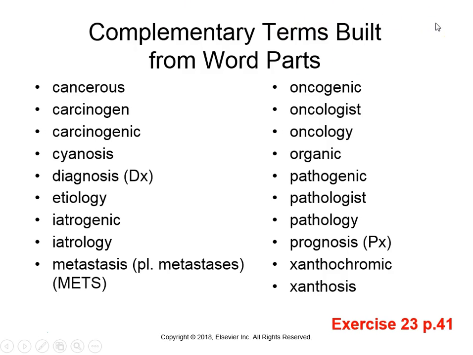Other things, organic, pertaining to the organ, not specific foods that have not been treated. Metastasis and metastasis can be said equally correct. When you have more than one, you say metastases, and it's abbreviated METS. Otherwise, you can kind of work through all of these because they are built from word parts. In exercise 23, I would recommend doing so.